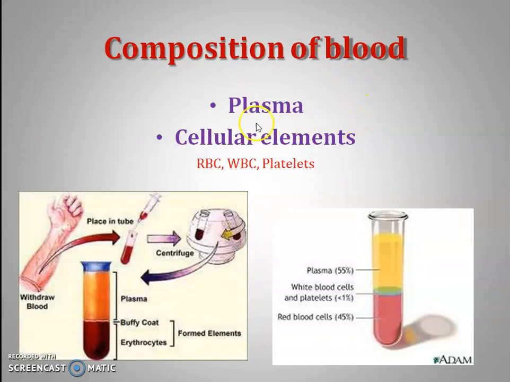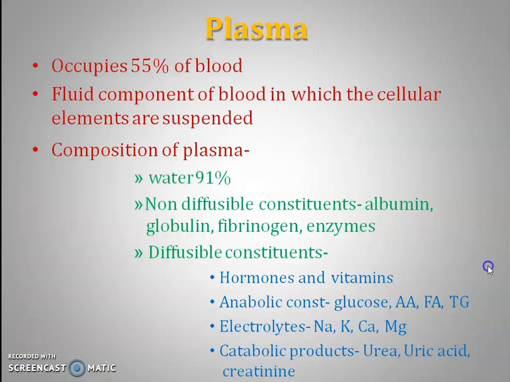Composition of blood. Blood contains plasma and cellular elements. So cellular elements contain RBC, WBC, and platelets. Plasma is 55%. Then white blood cells and platelets are less than 1%, and red blood cells are 45%. If you withdraw the blood and centrifuge it, then we can separate the blood in the form of plasma. Then this is the buffy coat, and this is erythrocytes or formed elements or cellular elements.